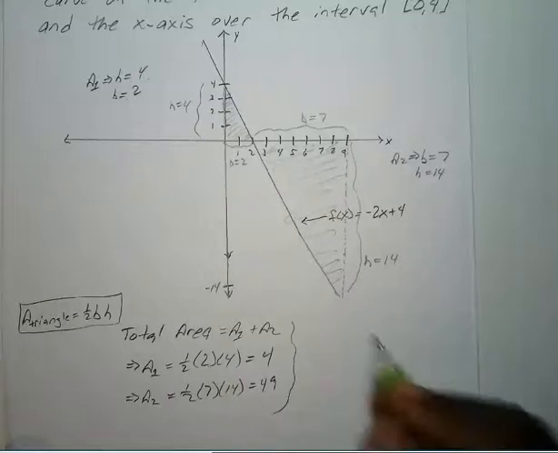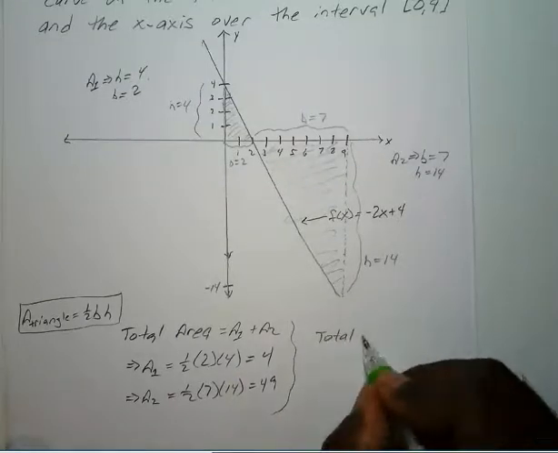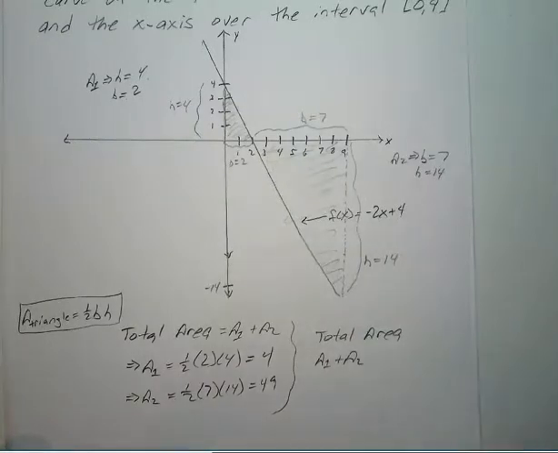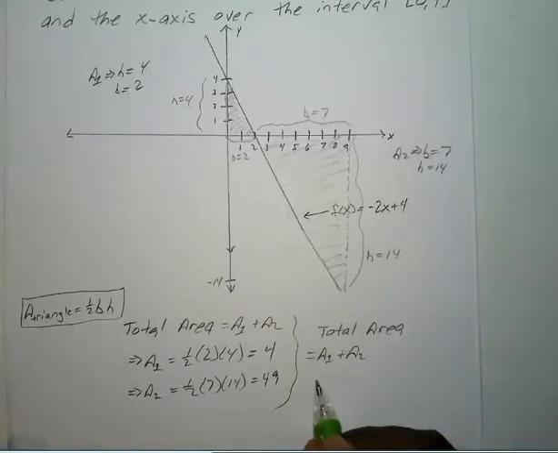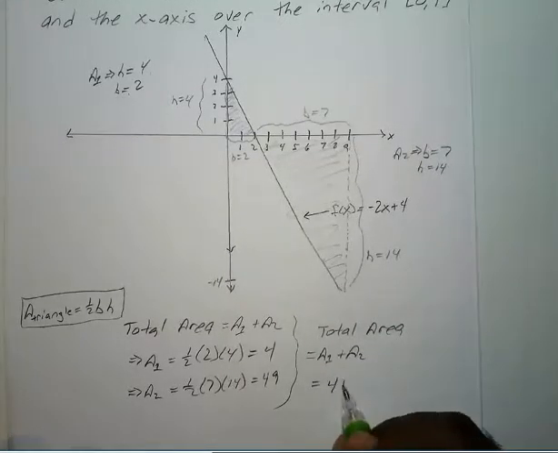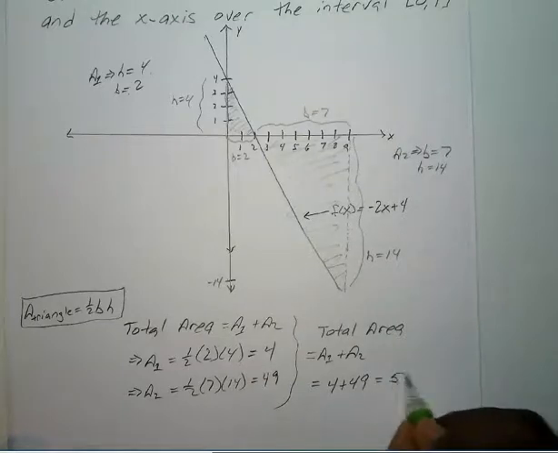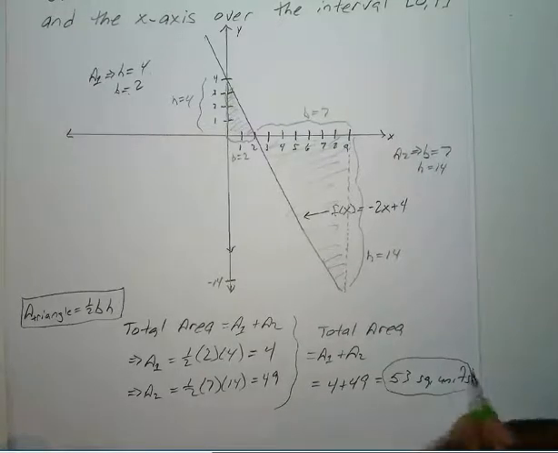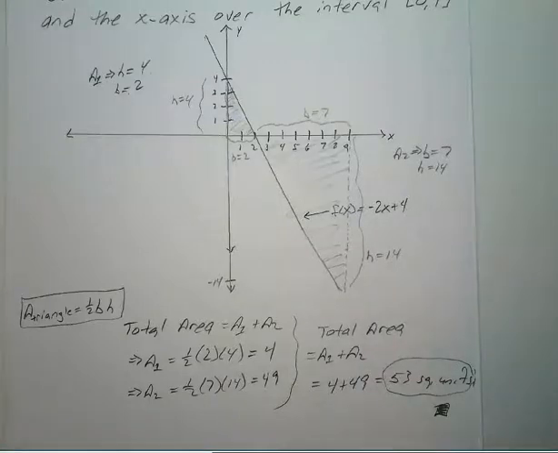So our total area, which is A1 plus A2, is equal to 4 plus 49, which is 53 square units. That's how you would find the area if you're just using the actual graph. Hopefully that made sense, and I will see you in the next video.